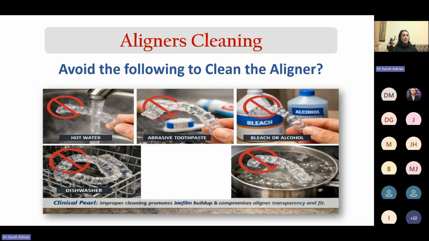A new trend is that many patients place their aligners in the dishwasher to clean them. It's incorrect because there is heat, and heat will cause distortion of the aligner. Likewise, boiling the aligner is not allowed. It will compromise the transparency and the fit of the aligner.